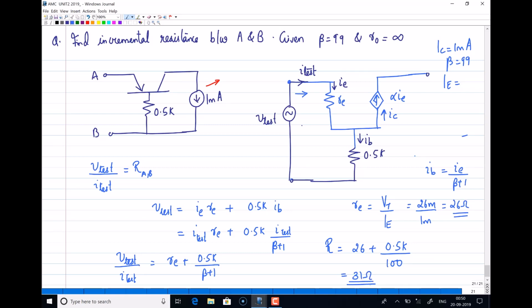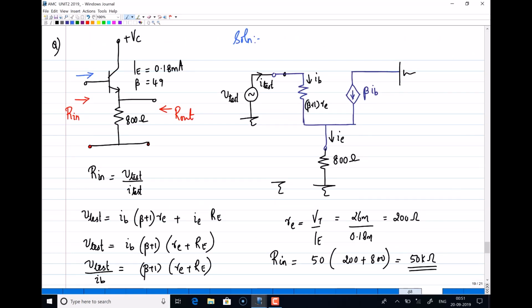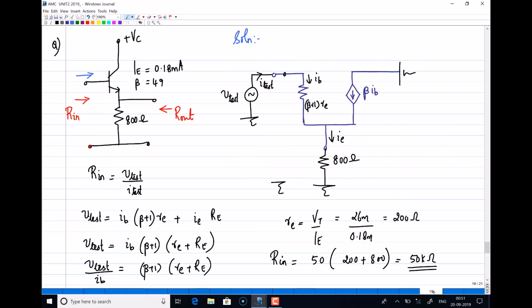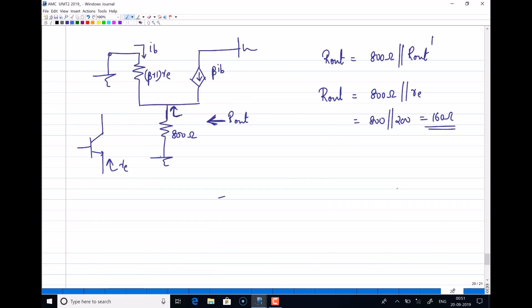Try to understand the equivalent circuits of the transistor, the RE model and the r-pi model, properly, and then solve these two problems, which will give you confidence to solve any resistance calculation. We'll continue amplifier analysis in the next class. Thank you.